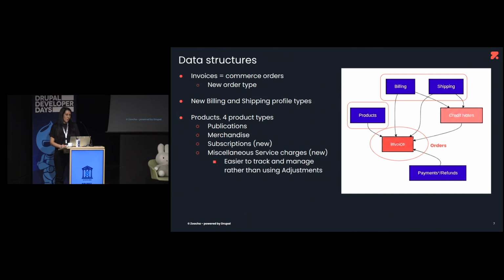Products are made up of 4 product types. We have publications and merchandise, which already existed on the site. Subscriptions are a new product type solely for the system. And we also have miscellaneous service charges, which are unique to this as well. It will come into play with payments and credit notes. They act sort of like adjustments, except I created them as a product type so they could be more easily managed and tracked in reports.